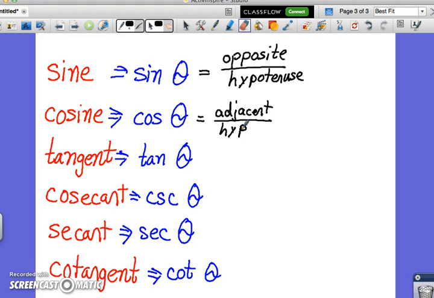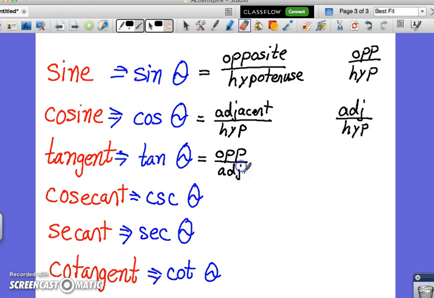Okay? And by the way, I'm going to start abbreviating opposite as OPP, and hypotenuse is HYP, and adjacent is ADJ from here on out, just to save me time and to make things a little bit easier for you to see. And I would encourage you to go ahead and use that as well. But if you need to write out the words for right now, go for it. Now the tangent of theta is equal to the length of the opposite side over the adjacent side.